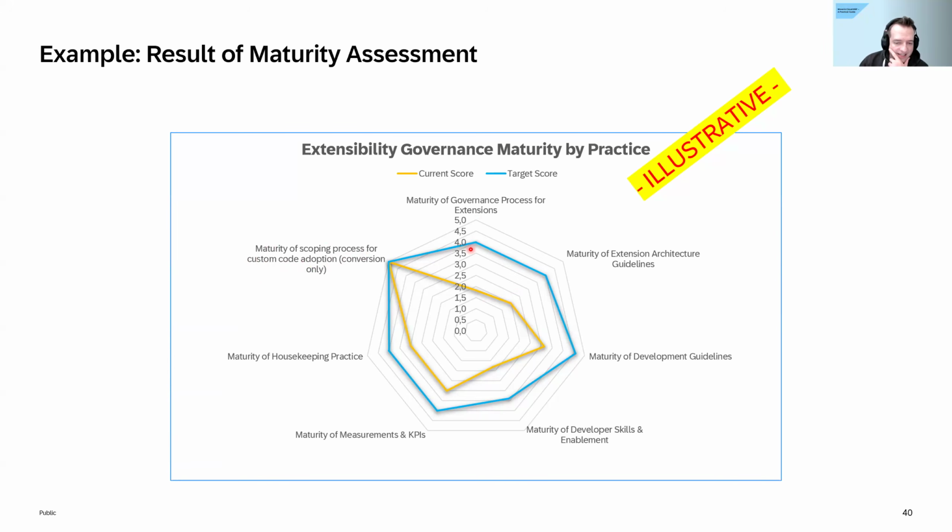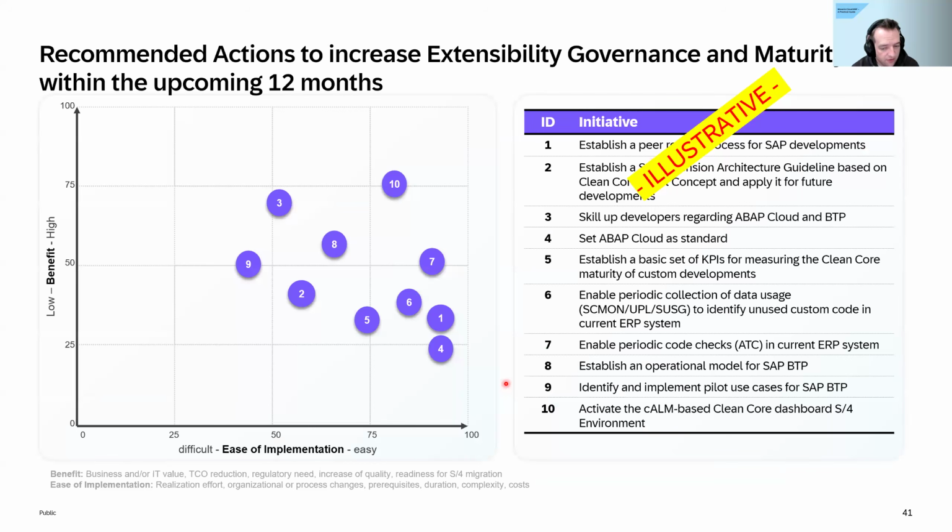And it's not even about the spider or web chart. It's about taking actions out of that. How do we improve our extension architecture guidelines, our governance process, our developer skills? How do we do that? By actions. And this is our idea, that we come out with actions out of this kind of questions. This is how we set up these questions and topics. Sometimes it's easy, sometimes it's a bit of a discussion: what would be a good next step? But we come up with, I don't know, 1, 2, 3, 4, or even 10 initiatives on how to improve your governance and maturity within the next 12 months.